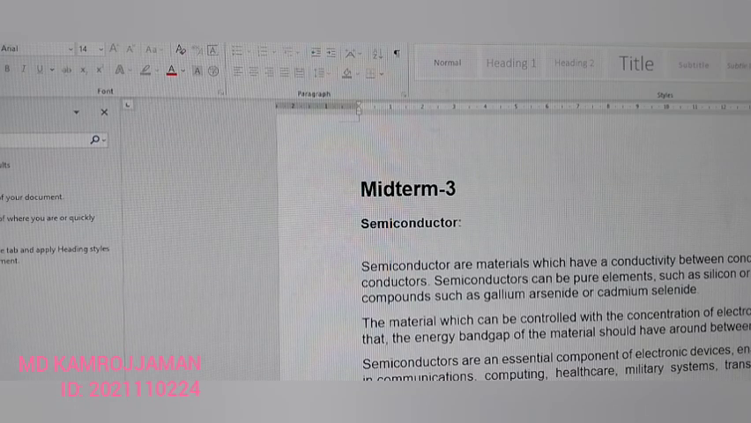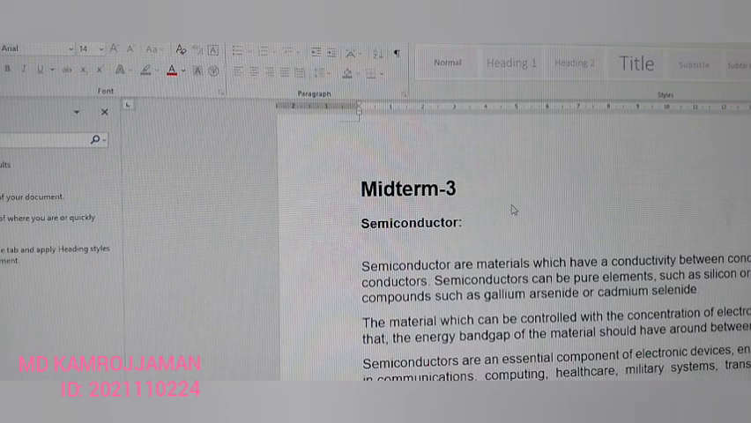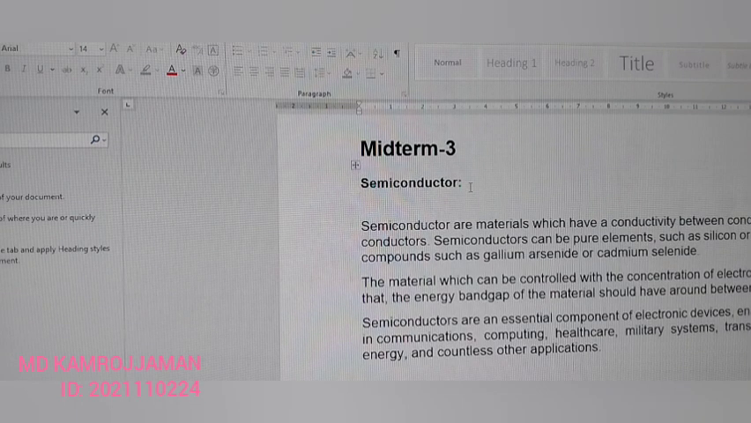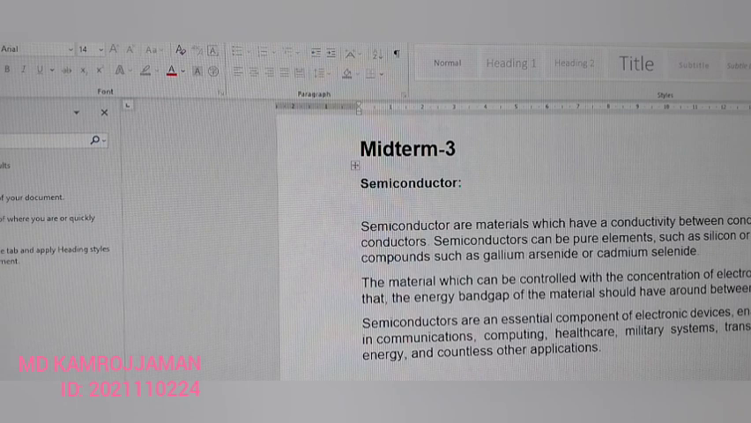This is midterm 3. This question is: describe what you learned from lecture 1A to lecture 1G. So I'm just explaining what I learned during these classes. First I write here about semiconductors. What is a semiconductor? Semiconductors are materials which have a conductivity between conductors and non-conductors. Semiconductors can be pure elements such as silicon or germanium, and compounds such as gallium arsenide or cadmium selenide.